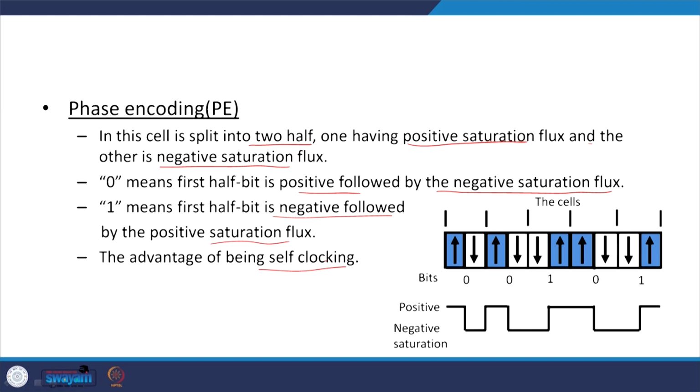So, here as we can see, 0 means the first half bit is positive followed by the negative. So, you have the positive negative. So, this is 0. And if it is negative followed by the positive, that is represented by 1. So, as you can see, negative followed by positive, that is represented by 1. So, this way this can be done. And the biggest thing is that this is self clocking.